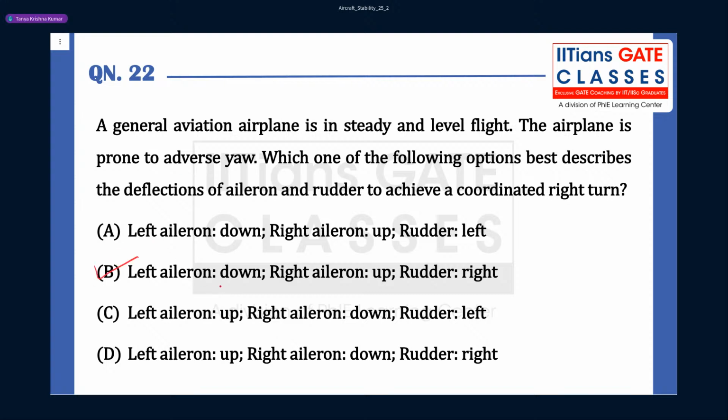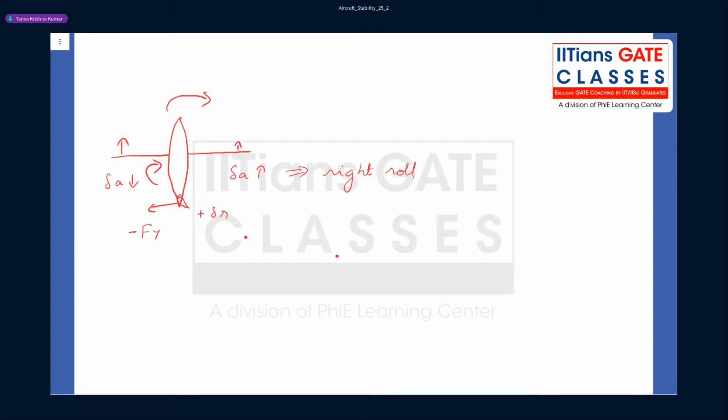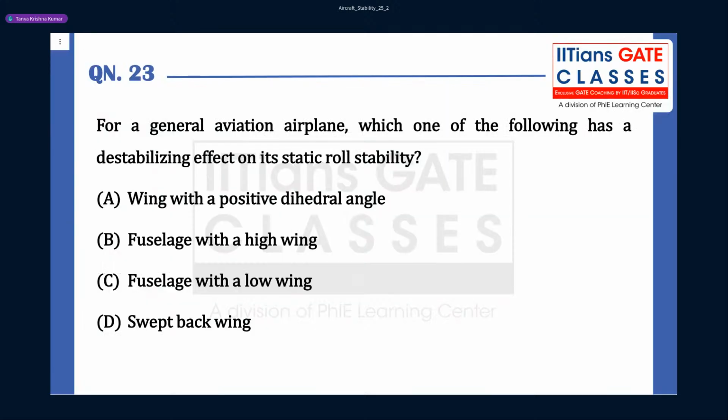Left aileron down, the lift decreases. Right aileron up, so lift decreases proportionally to roll towards the right. And this rudder towards the right creates your yaw towards the right. This is for roll and this is for yaw. Okay. So now let's go to the next question that we've come across in flight mechanics.